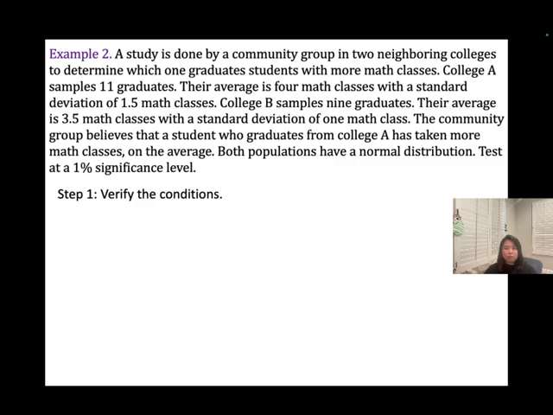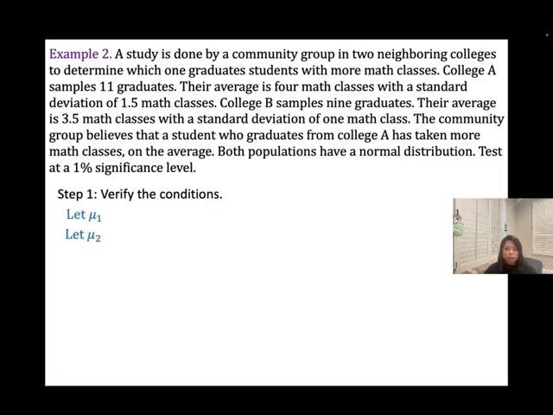math class. College A samples 11 graduates. Their average is 4 math classes with a standard deviation of 1.5 math classes. College B sampled 9 graduates. Their average is 3.5 math classes with a standard deviation of 1 math class. The community group believes that a student who graduated from College A has taken more math classes on the average. Both populations have a normal distribution. Test at 1% significance level.